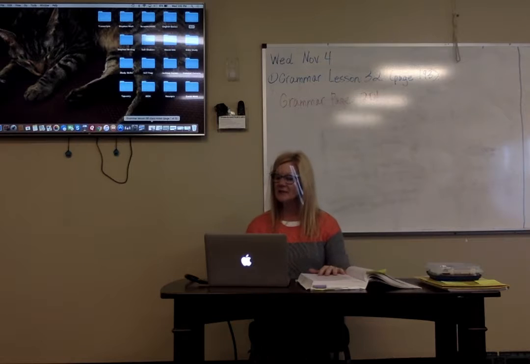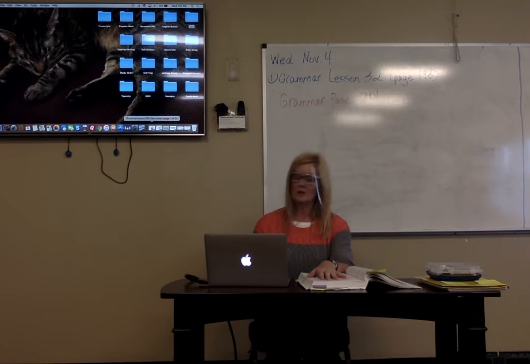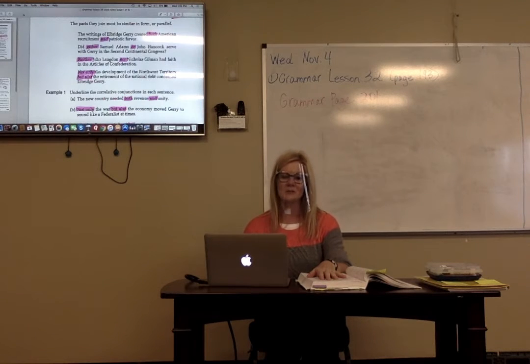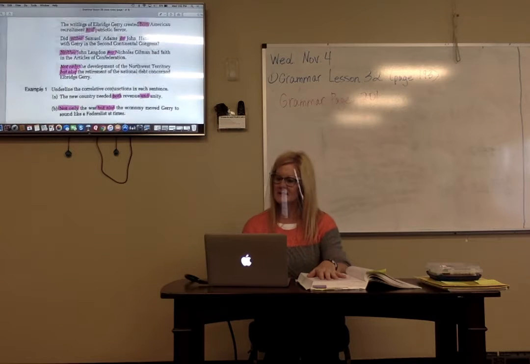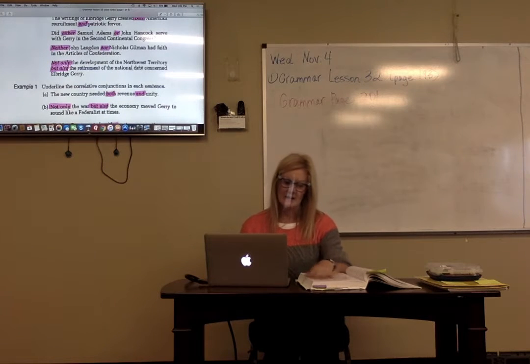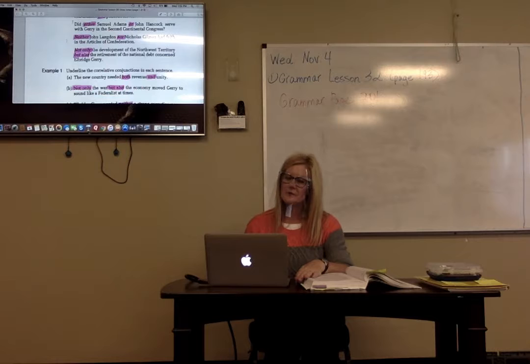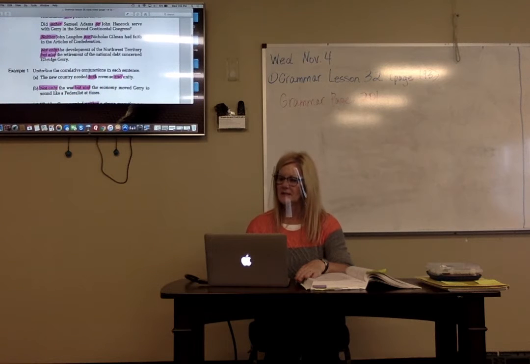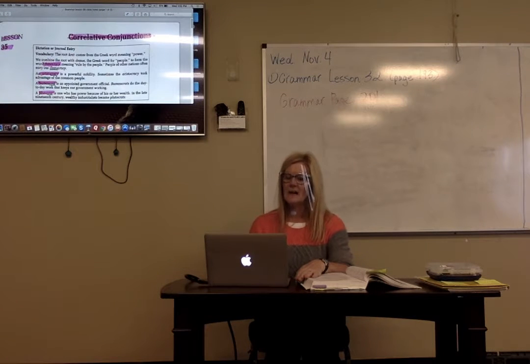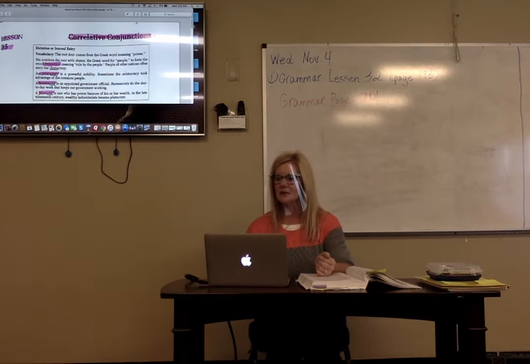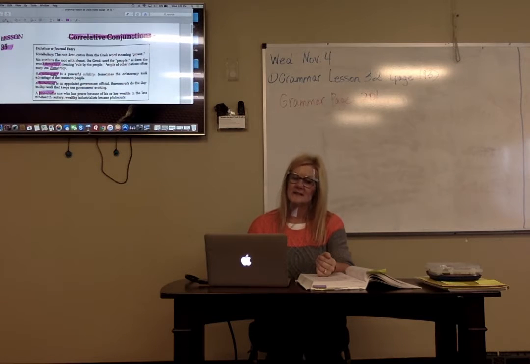All right, page 207. What is the title of this? Correlative conjunctions. What is this talking about? First, let's do the vocabulary up at the top. I forgot to do the yellow, so I'll add them in now. There's four.